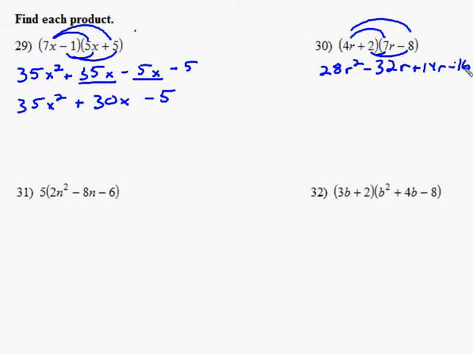And again, we're going to look for like terms. We don't have any other squared, so this is a 28r squared. We have negative 32r plus 14r. That's a negative 18r. And then minus 16.